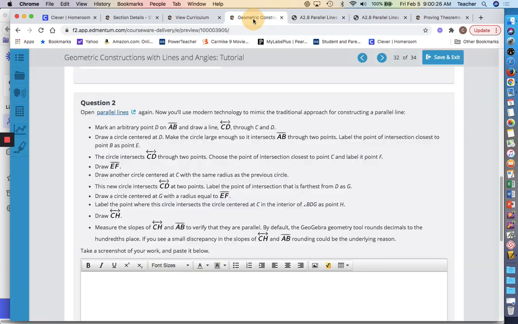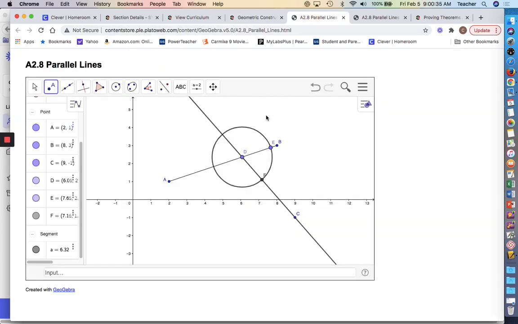All right, so third bullet point's done. Draw our segment EF. So I'm going to draw a segment from E to F. So click on segment E to F.